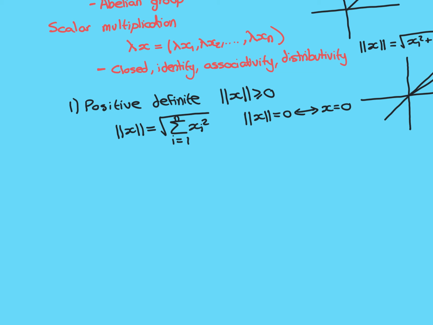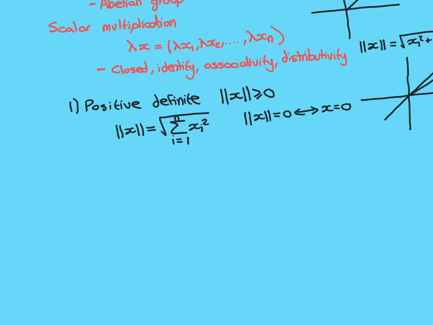So the norm of our vector x is going to be the square root of the sum from i equals 1 to n of the xi squareds. The square root is always going to give a non-negative output. Think of the square root function. When it's applied to any non-negative real number, the output is always non-negative. So certainly it's going to be always greater than or equal to 0.